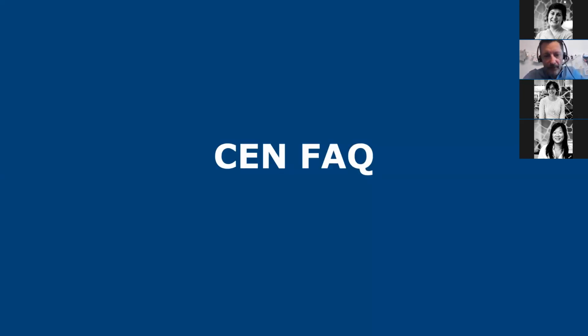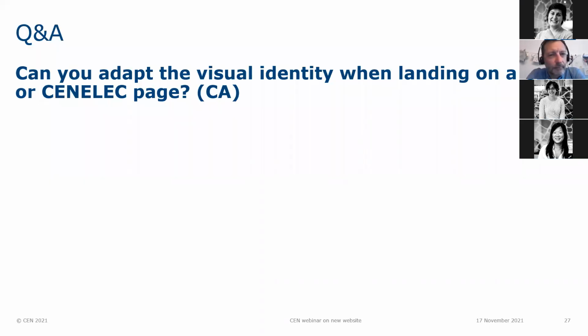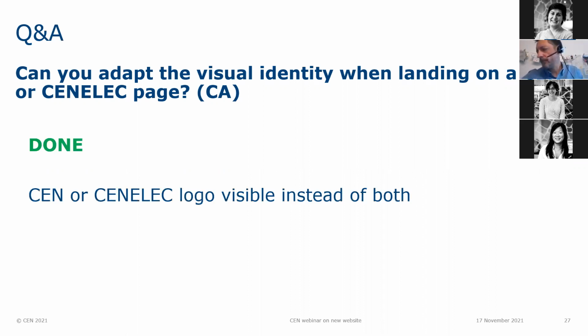So we will go now through a set of consolidated frequently asked questions that we have received and that we have clustered by relevance and type of questions. So some might be no more relevant to you because since the launch, you have found the way and the information on the public website, but we thought it would be good to tackle them anyway in this webinar again. So the first question is, can you adapt the visual identity when landing on a CEN or CENELEC page? And yes, and that has been done on the website now.